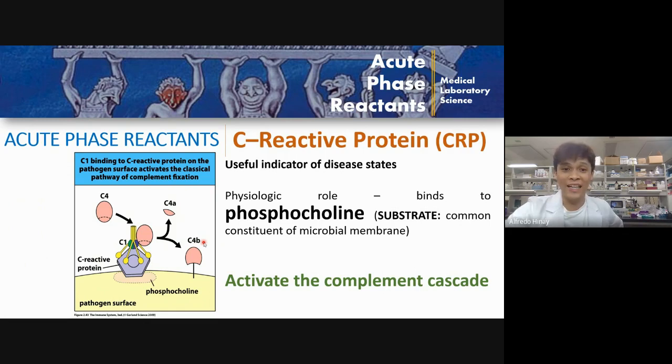Hanggang dyan lang muna tayo, class. The end product is cell lysis. Para alam nyo lang, when I discuss this, I don't have any discussion point already on complement activation, and we have that on a separate video lecture, so please watch that. Again, the purpose of this slide is to show that your C-reactive protein can actually activate the complement cascade, specifically your classical pathway.